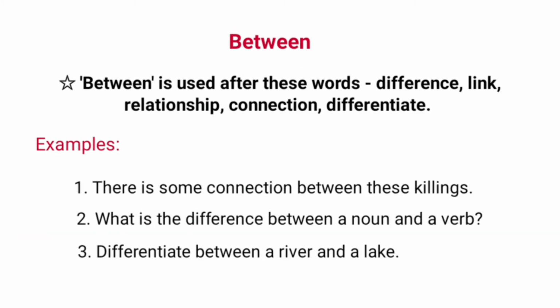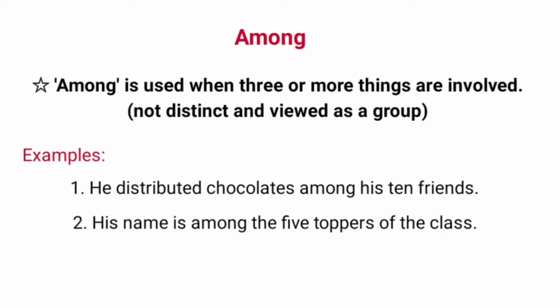Between is used after the words difference, link, relationship, connection, differentiate. Some examples are, there is some connection between these killings. What is the difference between a noun and a verb? Differentiate between a river and a lake.